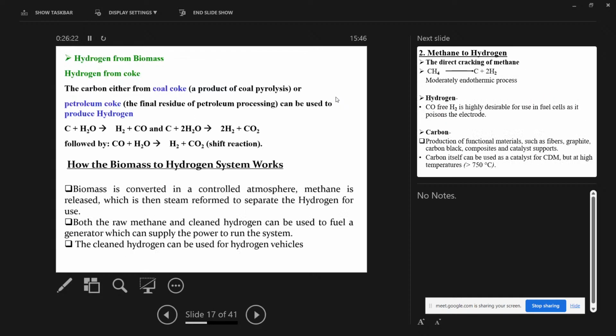But how the system works is that biomass is kept in a controlled atmosphere, and under these conditions methane is released, then methane is converted and separated, and the syngas is converted into hydrogen. So the raw methane and the clean hydrogen is used as fuel, which will be called a renewable energy source under these conditions.